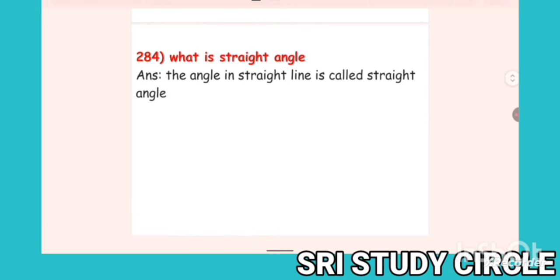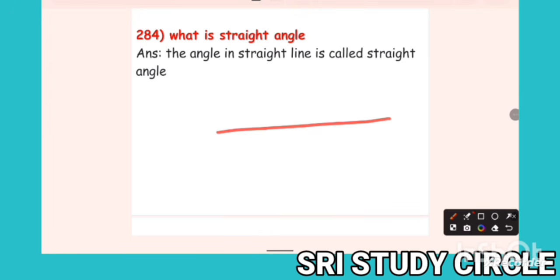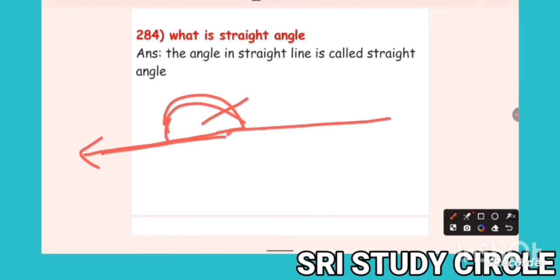What is a straight line? Suppose this is a fixed line, it is rotated to the opposite direction. So this is known as a straight line. A straight line contains how much angle? 180 degrees.